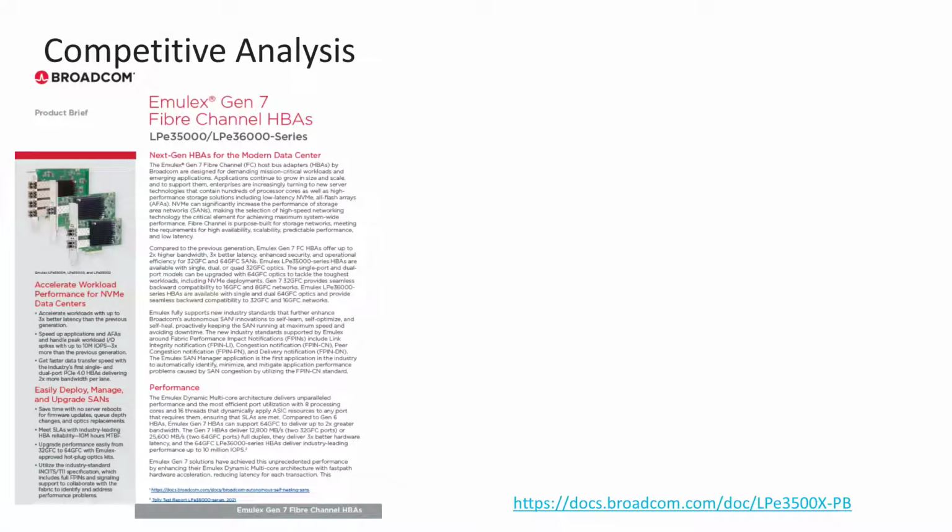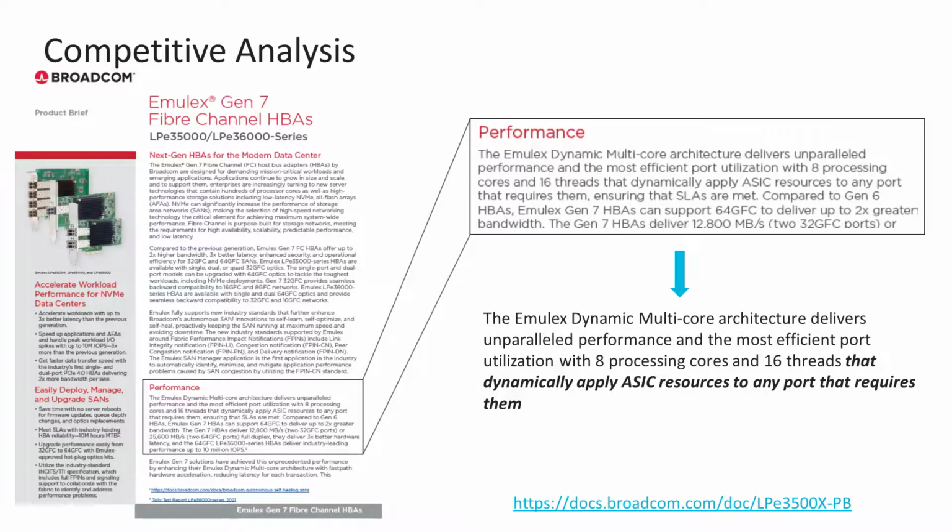Now, here's the product brief from Broadcom's website for their latest Emulex HBA offering. It states right under the performance subtitle that the Emulex dynamic multi-core architecture delivers unparalleled performance and the most efficient port utilization with 8 processing cores and 16 threads that dynamically apply ASIC resources to any port that requires them. Now, it validates that their design leverages a central pool of resources that can be applied to any port that needs them. So why does this matter?